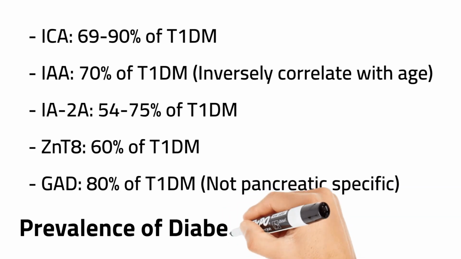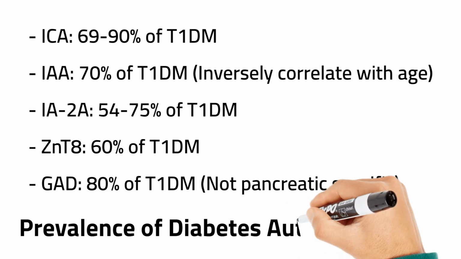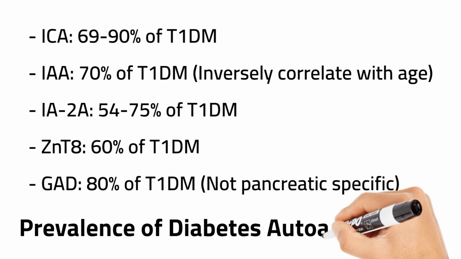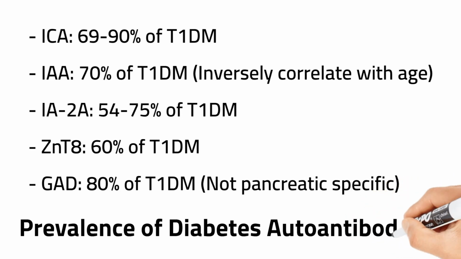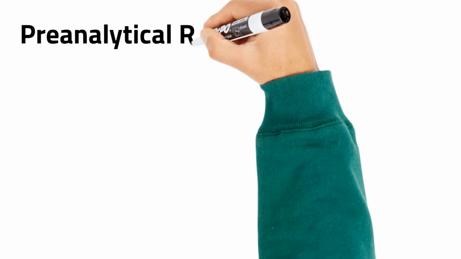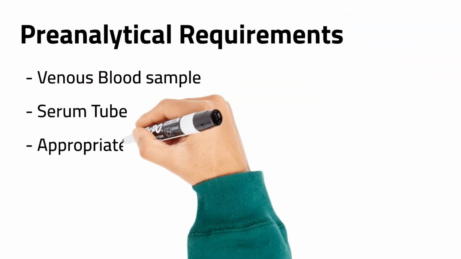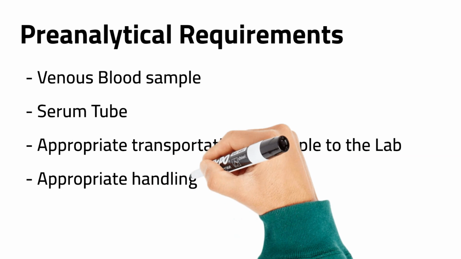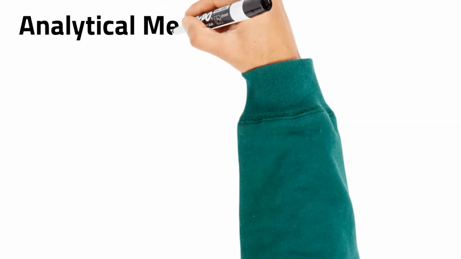It's important to note that glutamic acid decarboxylase antibodies are not specific to diabetes and can be found in other conditions such as thyroiditis, pernicious anemia, stiff man syndrome, autoimmune encephalitis, brainstem encephalitis, autoimmune epilepsy, and autoimmune myelopathy, just to name a few. Sample requirements involve the collection of a venous blood sample in a serum tube with no anticoagulants. The sample is centrifuged to separate serum, which will then be used to detect and measure the presence of these autoantibodies. There are various analytical methods available for the detection and quantification of diabetes autoantibodies.